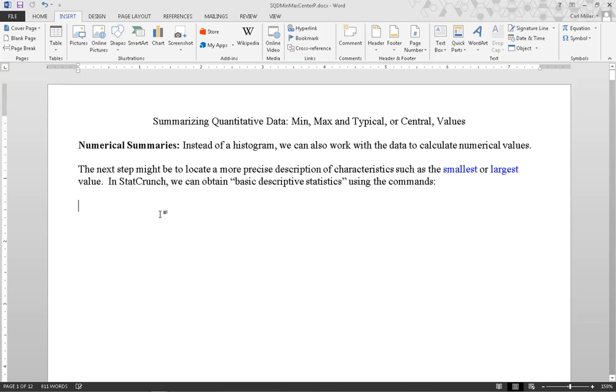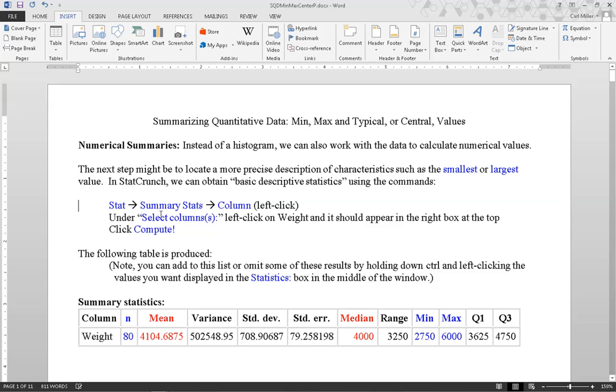In StatCrunch, we can obtain the basic descriptive statistics using the commands Stat, Summary Stats, Columns, and left click. Under Select Columns, left click on weight, and it should appear in the right box at the top, and click Compute. This is using the auto weight data. The following table is produced.